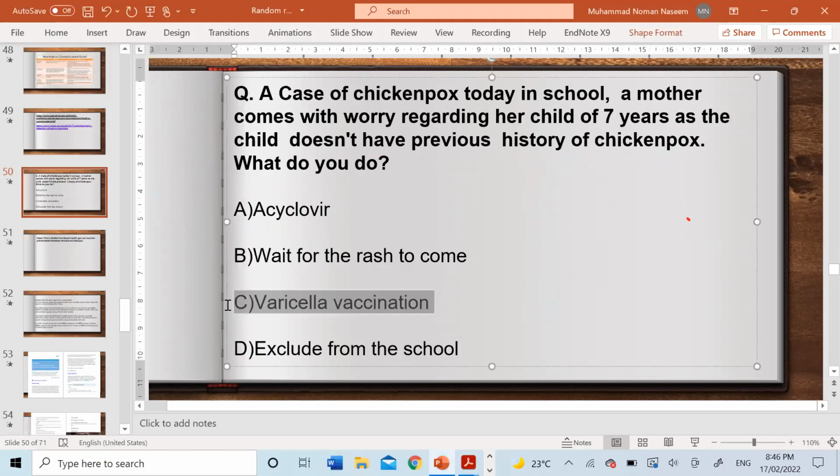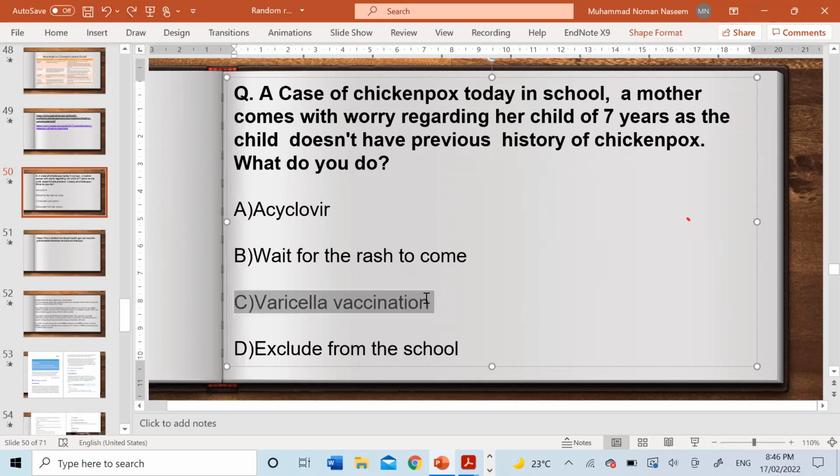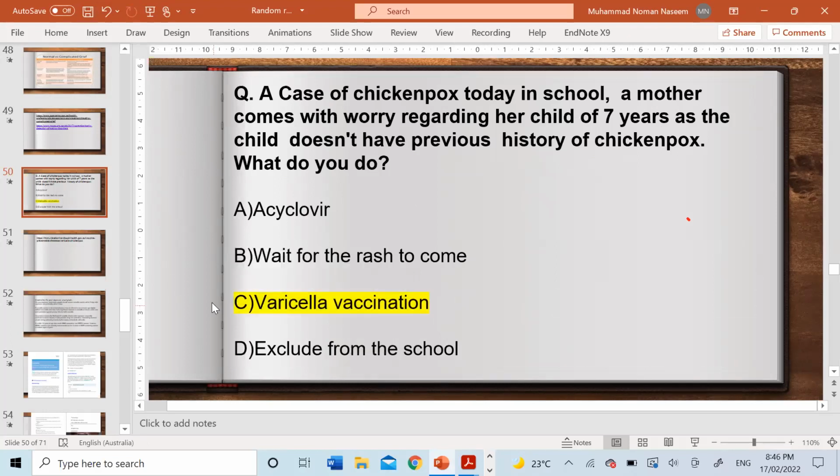Exclusion from the school is done for the index case. The index case will be asked by the teachers to stay excluded for 5 days or until the rash dries, or the vesicles dry up. That is the exclusion criteria for varicella.